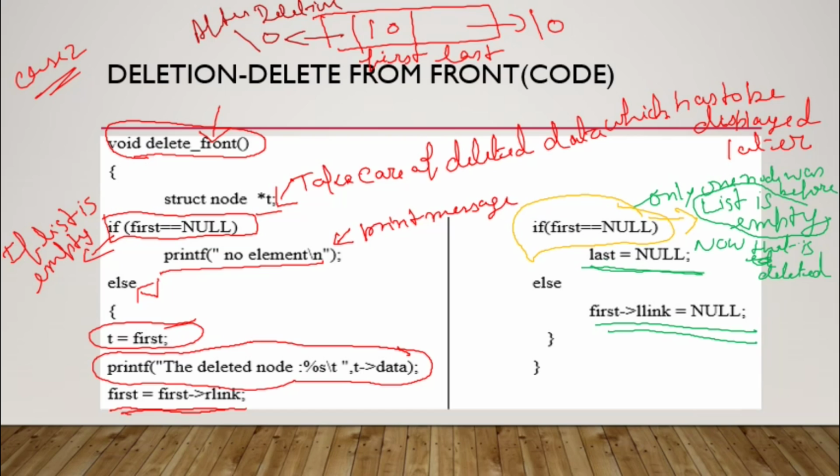And we know that first is pointing here, so we needed the data. What data was deleted? That is why we had taken t, to keep the data of the deleted node. So this is how we delete from front. Let us go to the next concept.